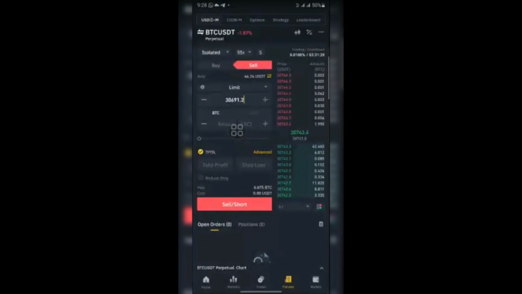What differentiates crypto from Forex is that in crypto we use USDT, but in Forex they use US dollar, USD. So that's that about that.